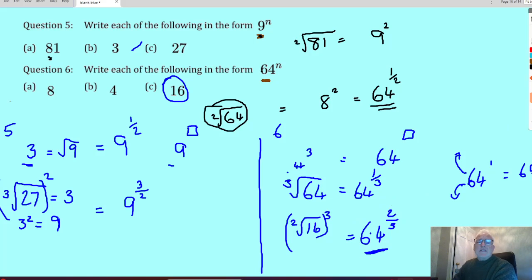A little bit more complicated, that one, certainly for the higher tier people doing the high tier paper.